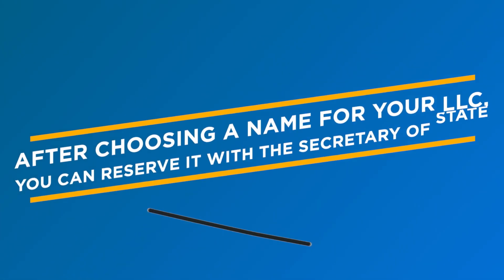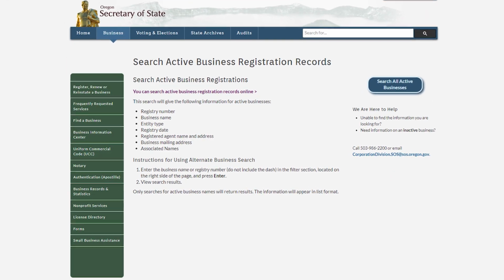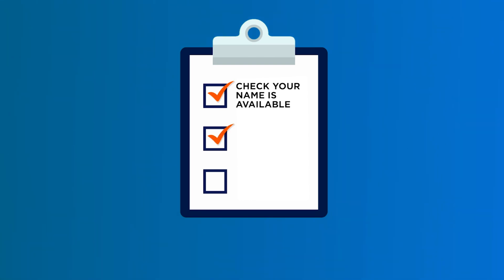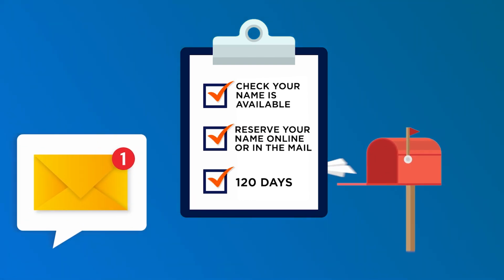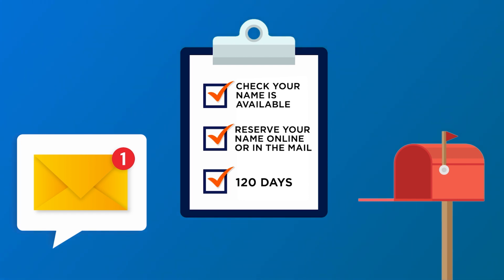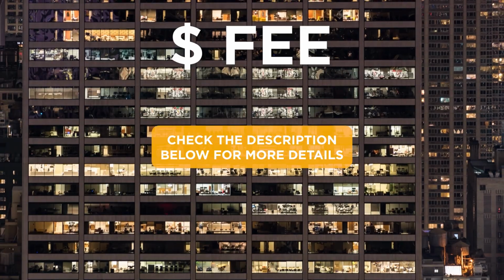After choosing a name for your LLC, you can reserve it with the Secretary of State. Check the name's availability using the Oregon Secretary of State's business name search. After you have confirmed that the name is available, file a name reservation form with the Secretary of State by mail or online. This will reserve the name for up to 120 days. Note, there is a fee. Check the description below for more details.